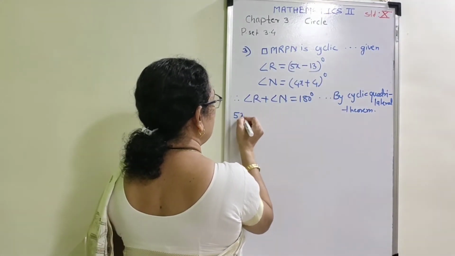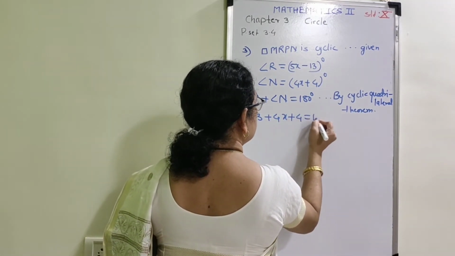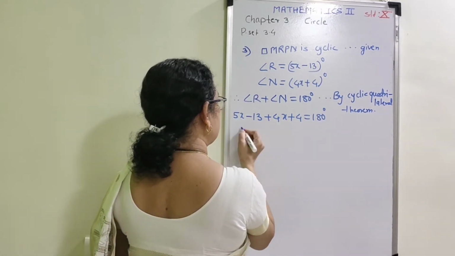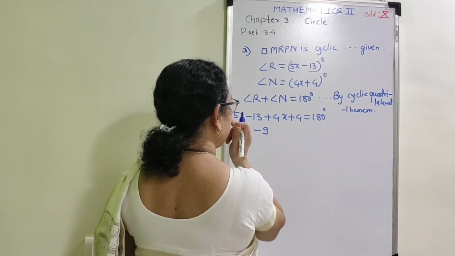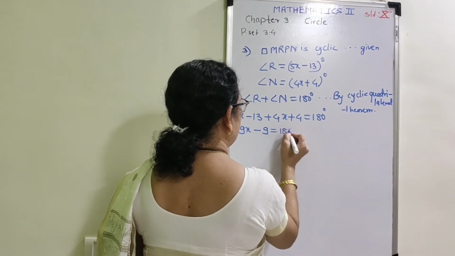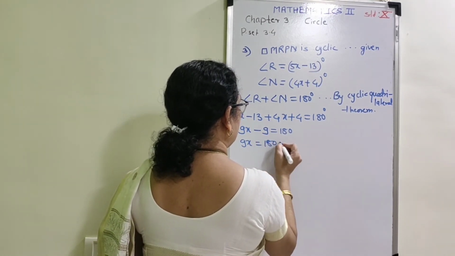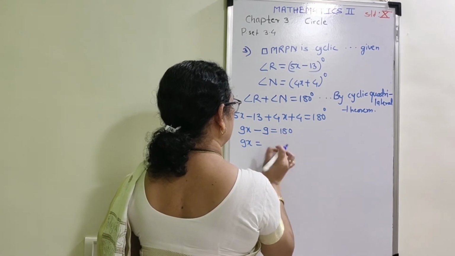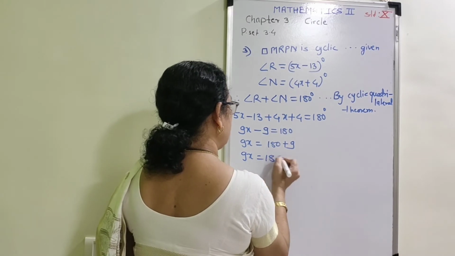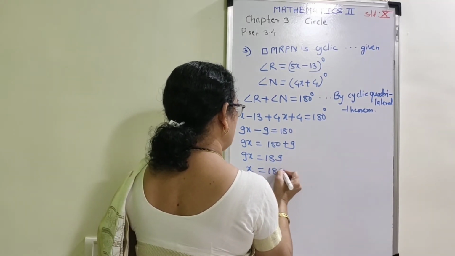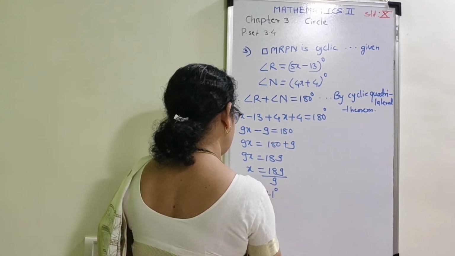Now substitute the value. 5x minus 13 plus 4x plus 4 is equal to 180. 5x and 4x is 9x. Minus 13 plus 4 is minus 9, so 9x minus 9 is equal to 180. 9x is equal to 180 plus 9. 9x is equal to 189. x is equal to 189 divided by 9. x is equal to 21 degree.